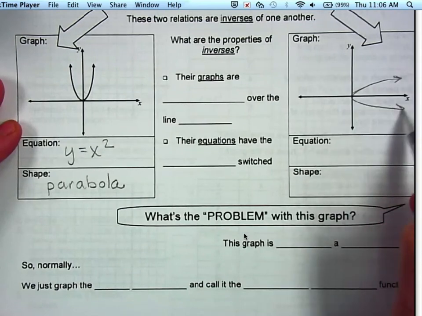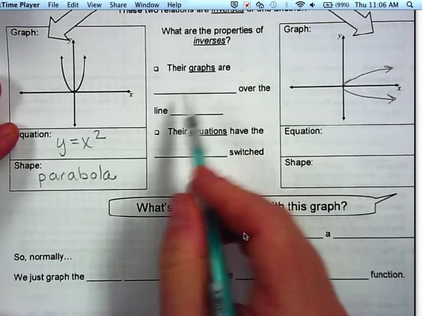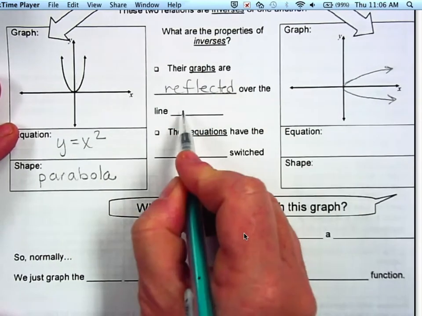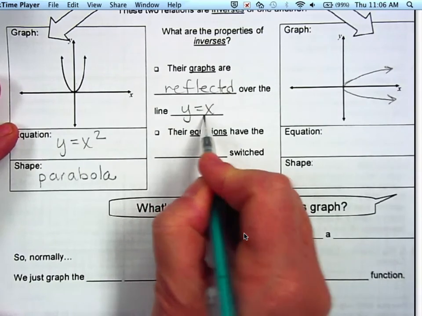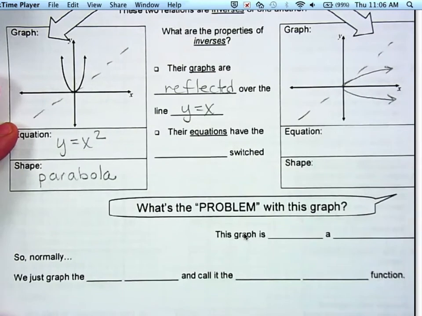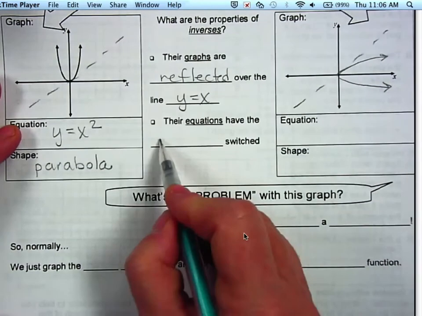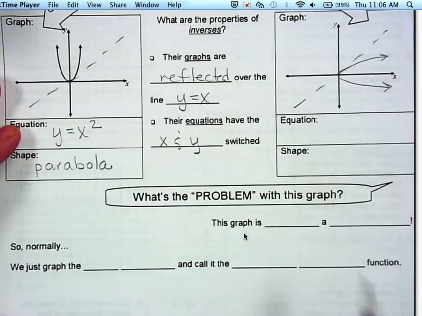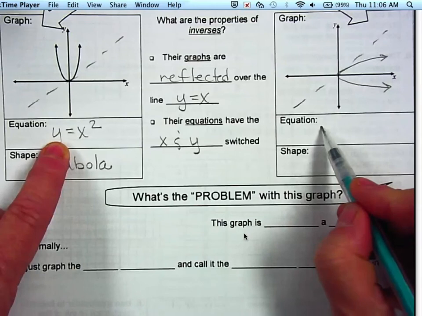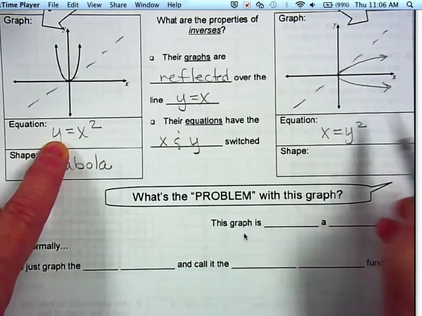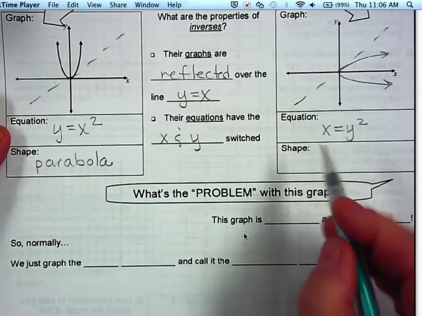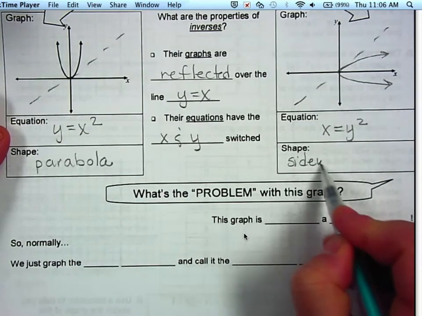Sideways, okay. So their graphs are reflected over the line, what line? y equals x. So if we draw that line there, you can see that they are reflected. And then their equations have the x and y switched. So let's switch x and y. What do you get for the equation? x equals y squared. And what would you call this shape? A sideways parabola. Okay, I like it.